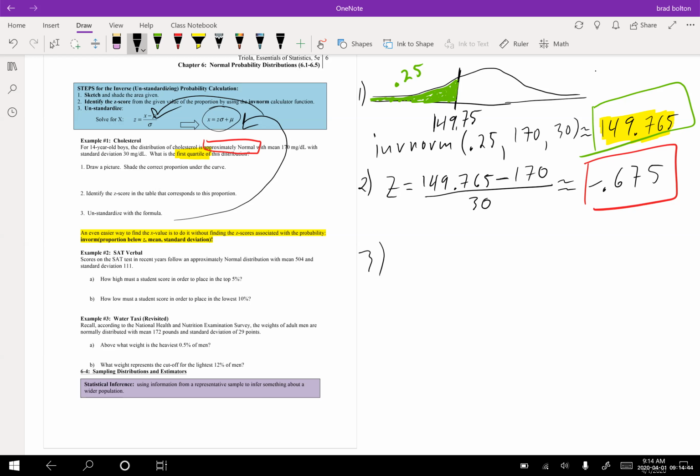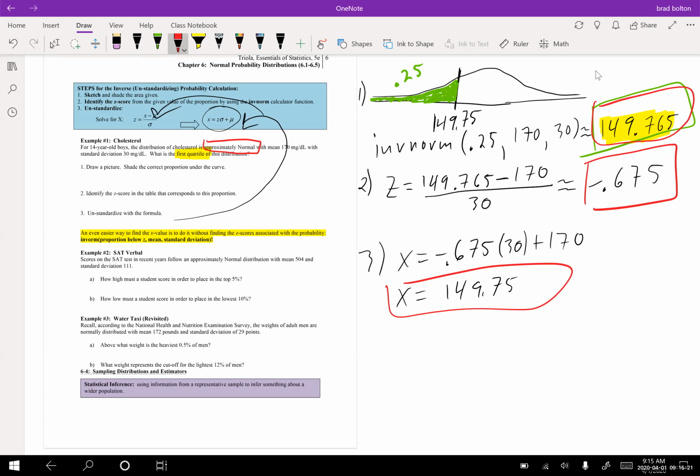I'm going to say, well, x is equal to z, which is negative 0.675, times the standard deviation, which is 30, plus the mean, which is 170. Now, I think you already know what's going to happen. We do negative 0.675 times 30 plus 170, and we get 149.75, which is basically the same answer as up here.